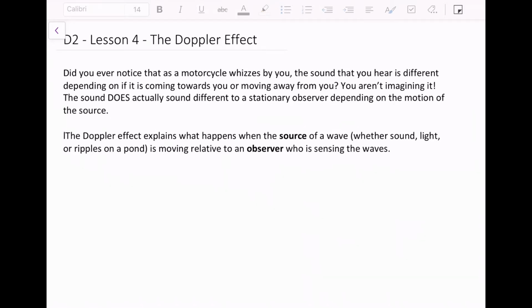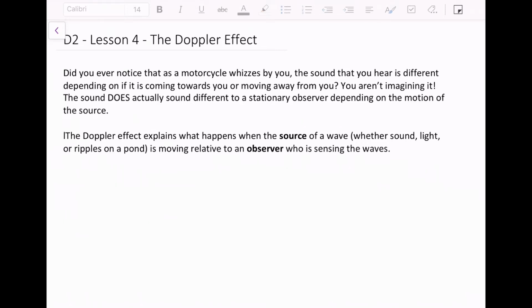Same thing happens if you've got a train zooming by you and it's blowing its whistle. The sound of that whistle as it's going towards you is going to be different than the sound going away from you. And the reason for this is what we call the Doppler effect, and it explains what happens when the source of a wave is moving relative to an observer who is sensing the waves.